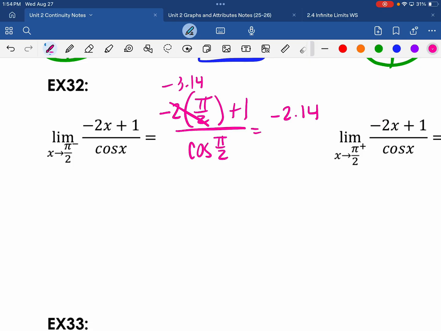Okay. So on top, I know it's going to be negative. You don't have to get that decimal. As long as you know that negative pi plus 1 is a negative number, that's all that really matters. So on top, I have a negative number.